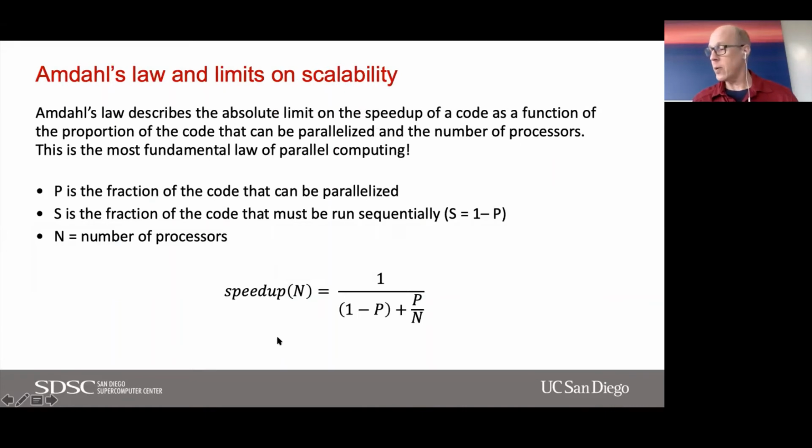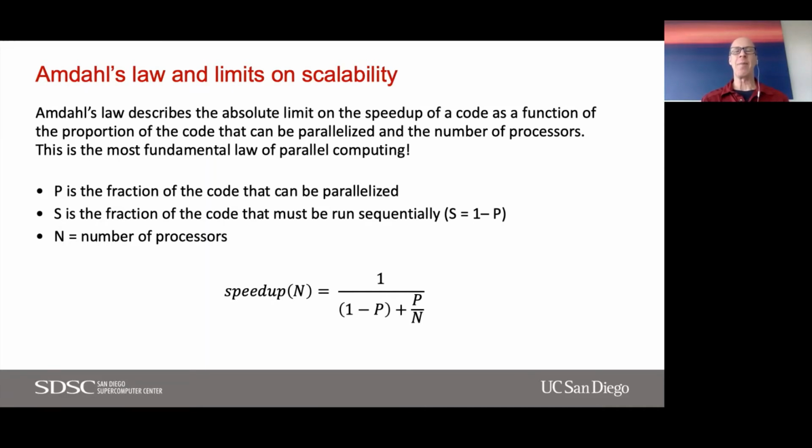All right, so we're going to switch gears a little bit. We're going to talk about Amdahl's law and limits on the scalability of parallel applications. So if you know one law in parallel computing, Amdahl's law is the one to know. I would say this is the E equals MC squared, or the F equals MA of parallel computing. It's a really, really simple law, but it's so deep and so profound.